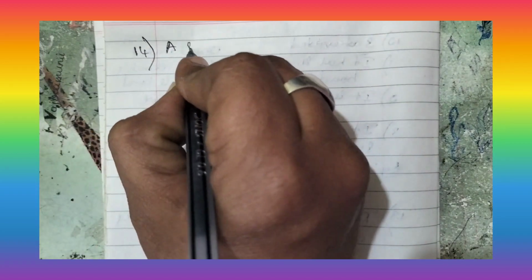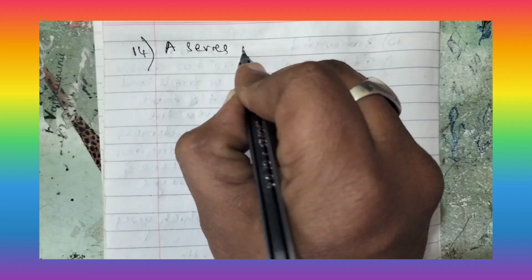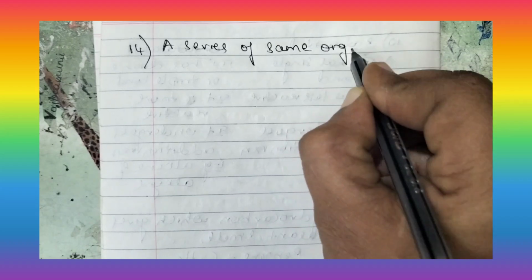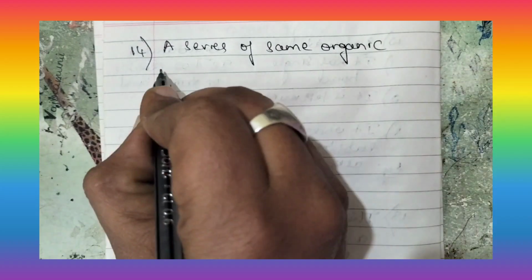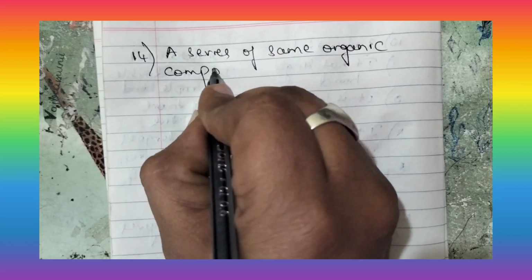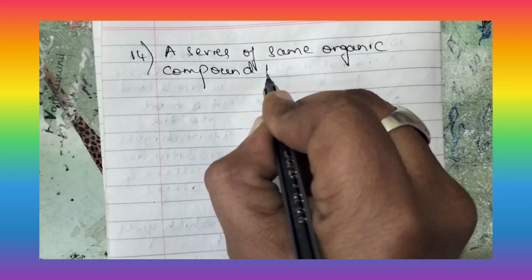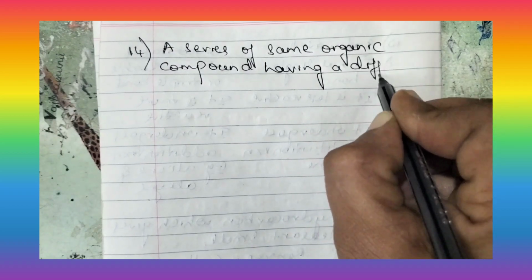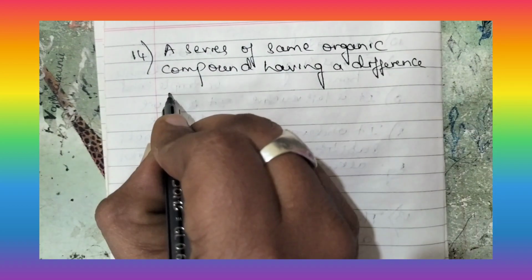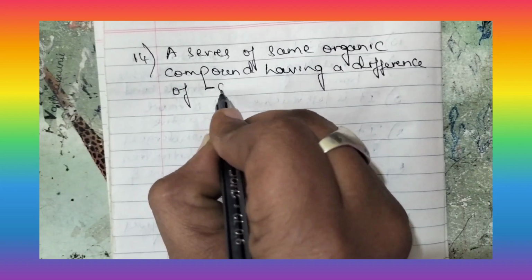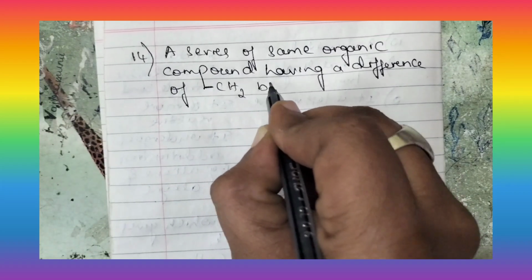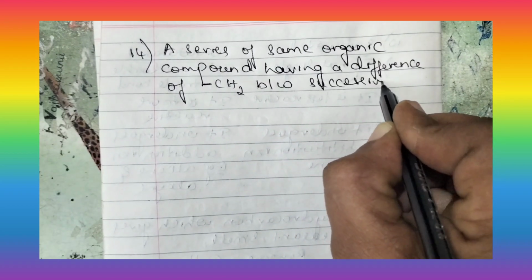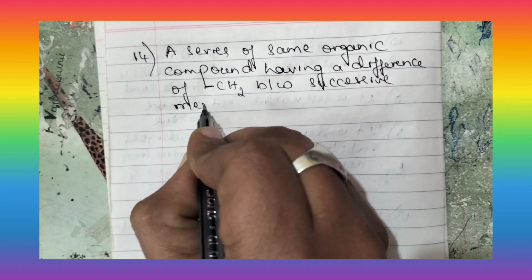A series of the same organic compound having a difference of CH2 between successive members.